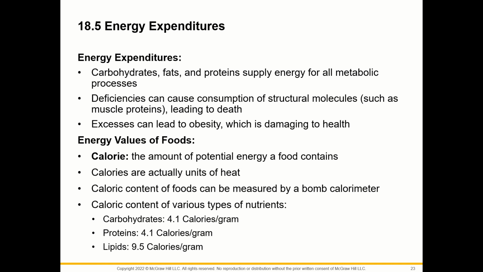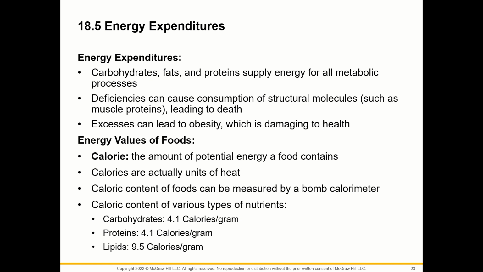Carbohydrates have 4.1 calories per gram, again, generally just 4. And then lipids, we usually say 9 calories per gram, but here the source says 9.5 calories per gram. So basically, lipids have twice the energy amount as either carbohydrates or proteins, which is another reason to limit them in your diet. Don't totally cut them out.